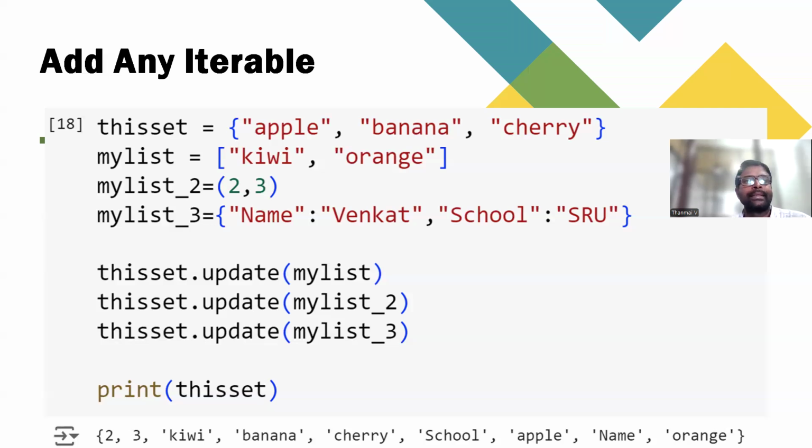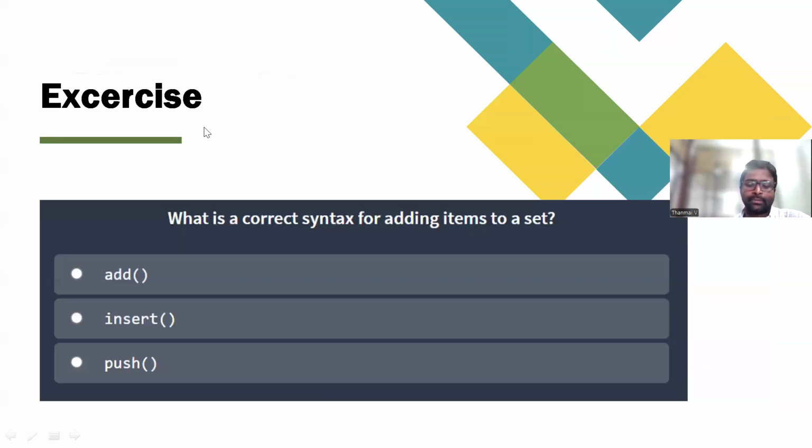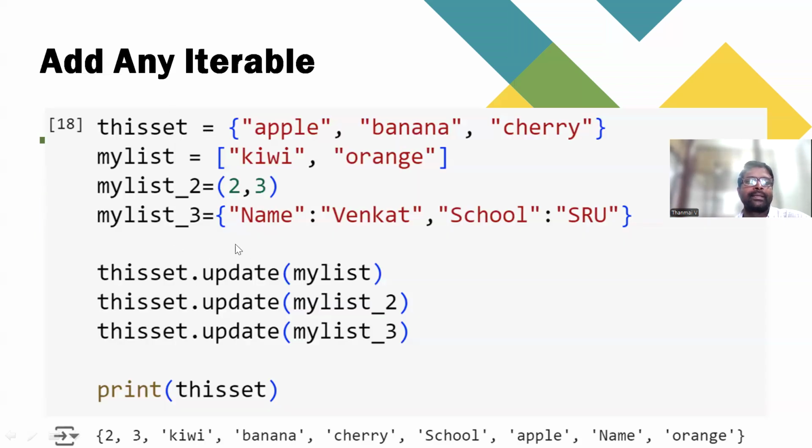So you can see in this slide, this set is equal to apple, banana, and cherry. Now I have one list that contains kiwi and orange elements. And I have one tuple that contains 2, 3 elements. And I have one dictionary with name Venkat and school SRU. Now I am trying to update my set with elements from the list, from the tuple, and from the dictionary. So how am I writing this? This set dot update, you have to pass my list.